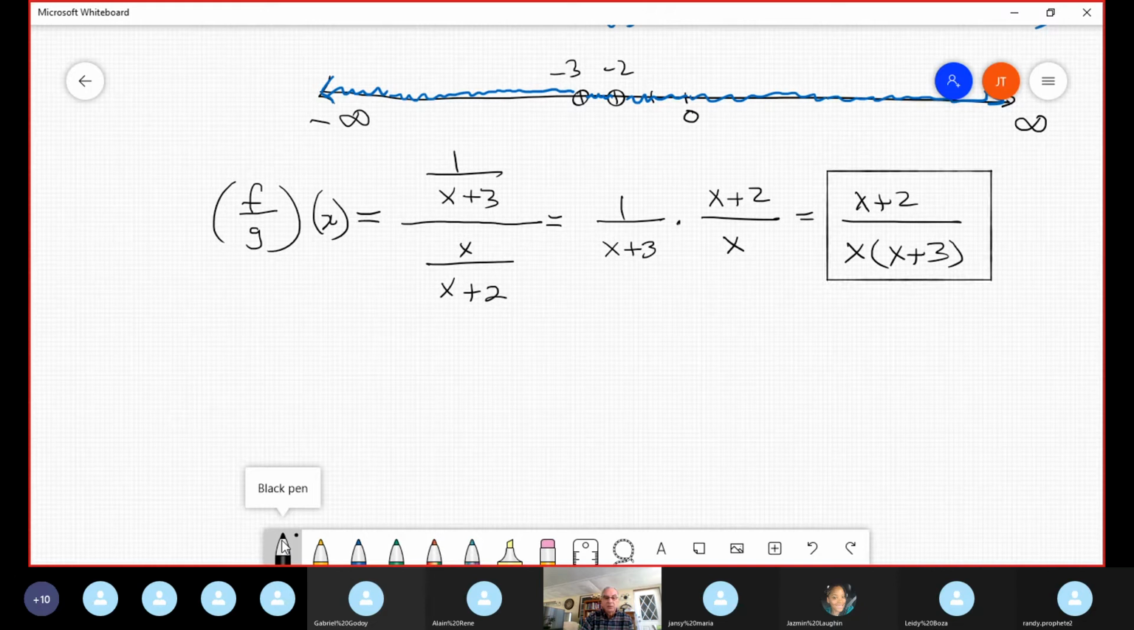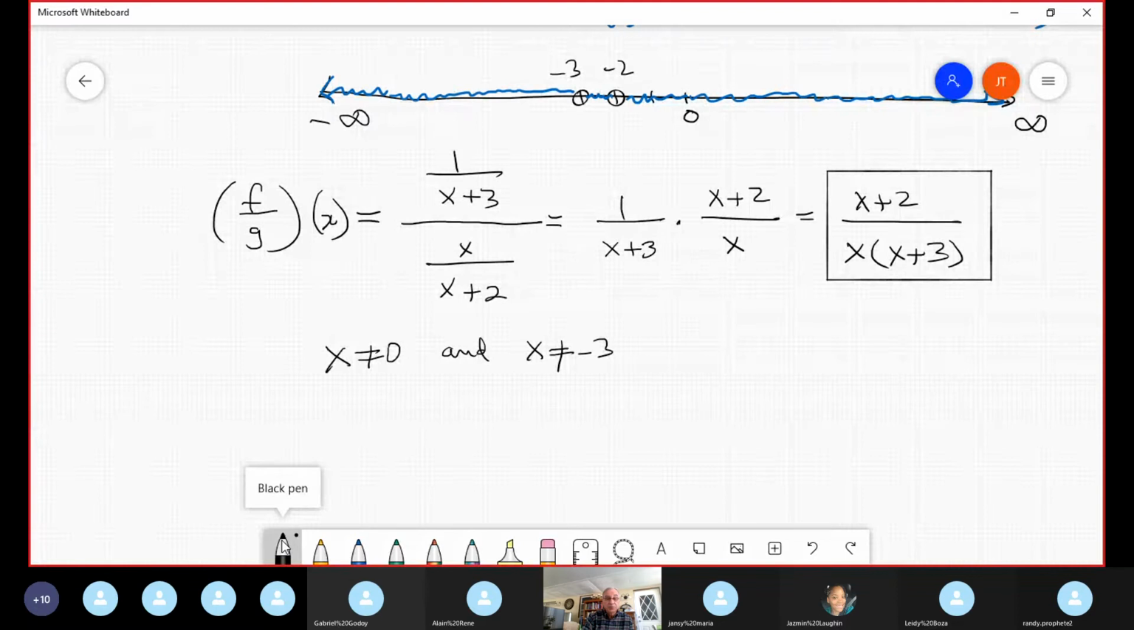And what about the domain? Well, the domain is, wow, a little bit different. The domain is no zero, look, because of the 0 here, and no -3. Look here, because -3 plus 3 is 0, so division by 0. You can leave it like that, but on the test, no.